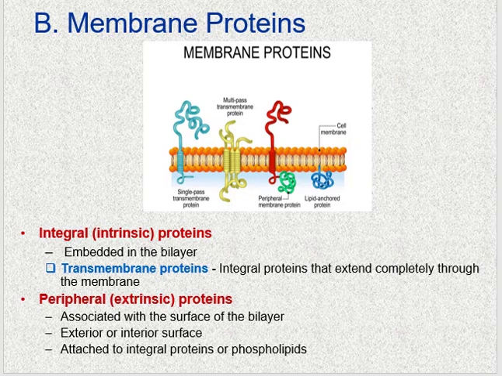Within the phospholipid bilayer, you'll find different types of proteins. Some of the proteins may be embedded within the bilayer. These are called integral or intrinsic proteins. Integral proteins integrate completely into the membrane structure, and their hydrophobic nature interacts with the phospholipid's hydrophobic region. Some of these proteins will span only part of the membrane and associate with a single layer, while others will stretch clear from side to side. These are called transmembrane proteins.